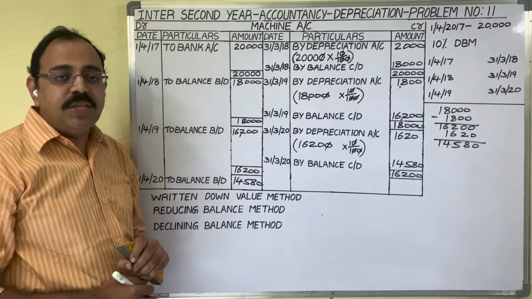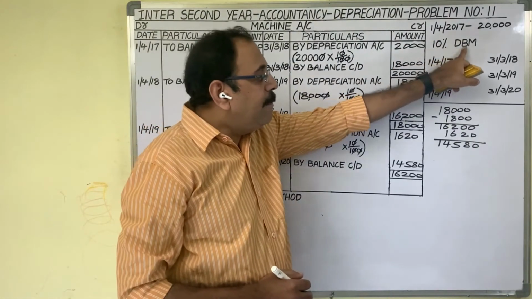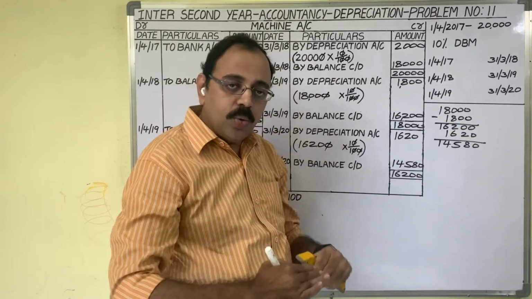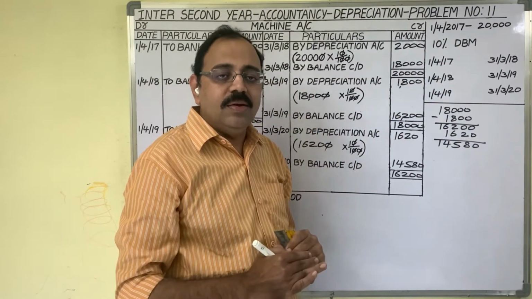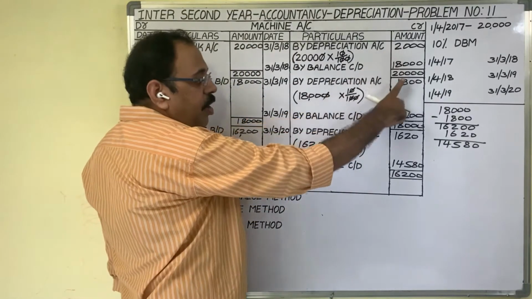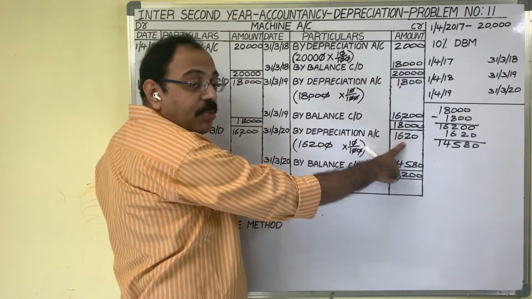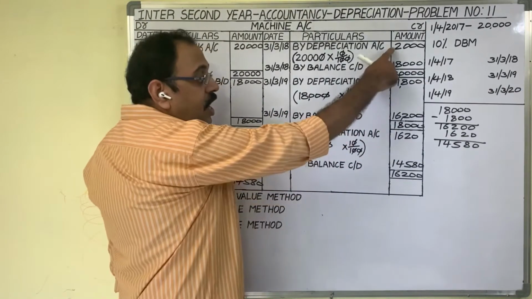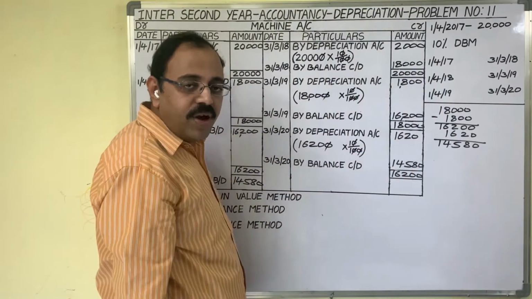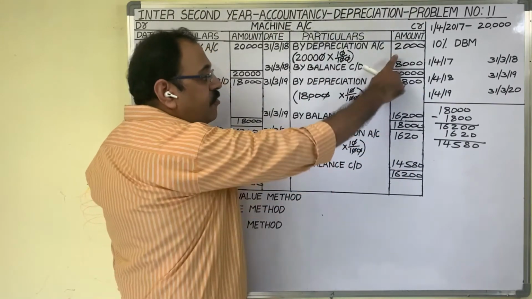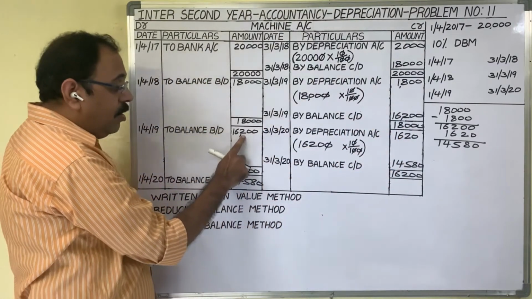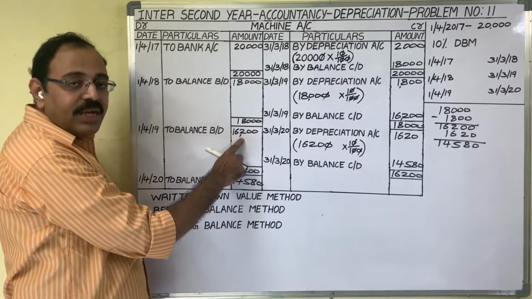Observe the name of this method, diminishing balance method. Diminishing means reducing, decreasing, declining. Once you observe the depreciation amounts, they are not the same. Year after year, depreciation amounts are decreasing. Why? Because every year depreciation is calculated on the opening balance of the asset.